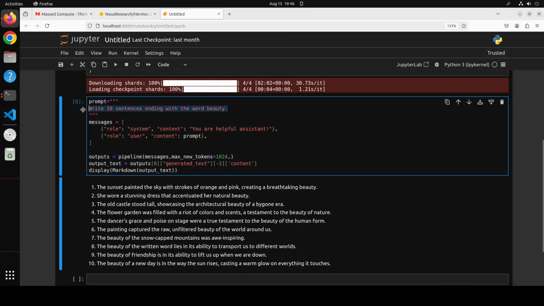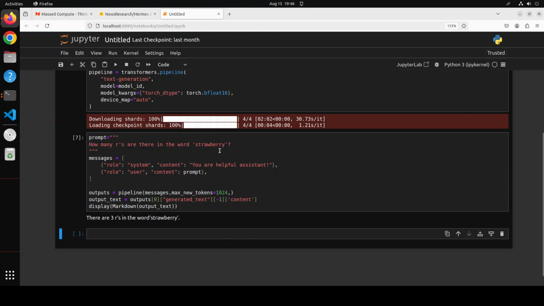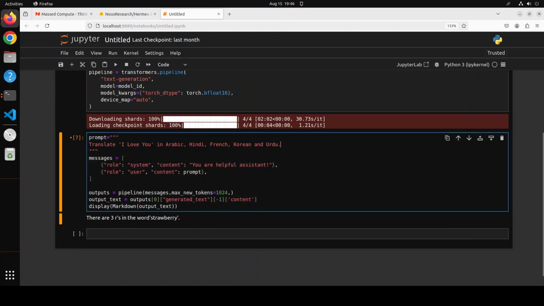I'm just going to paste it here. Now in this one, I'm asking it how many R's are there in the word strawberry. So you see, it was able to identify it correctly that there are 3 R's.